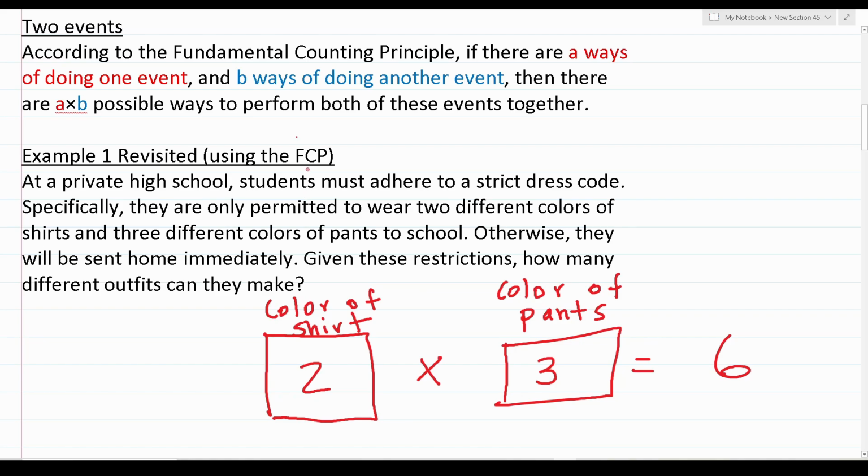Again, once you get good at breaking down word problems and using the fundamental counting principle, these questions will take you about 10 seconds to solve, including some very complicated questions. So let's go ahead and take a look at a slightly more challenging question.